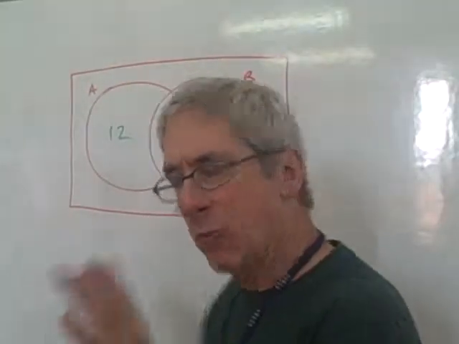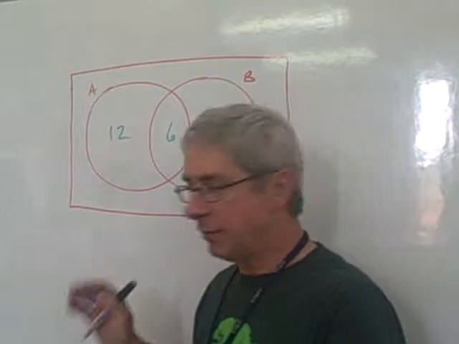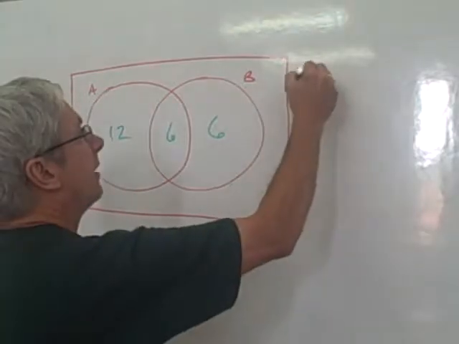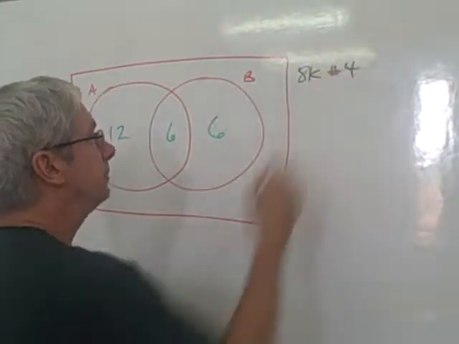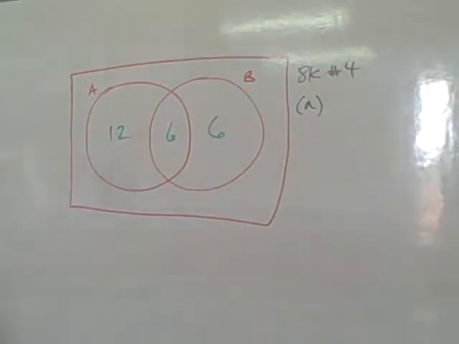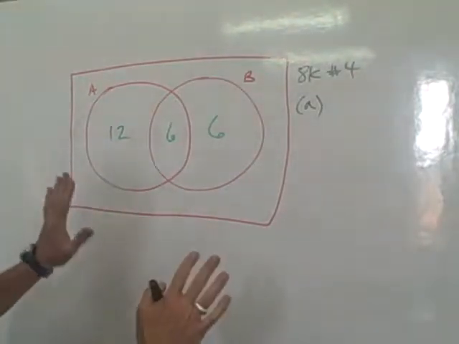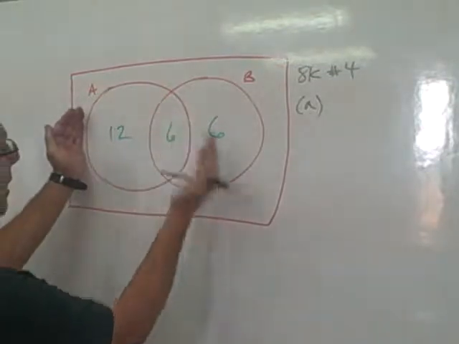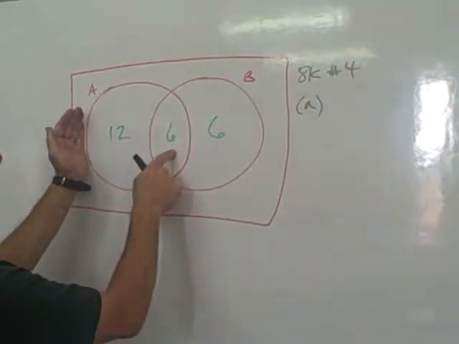Okay, so this is the whiteboard copy of the diagram that's in the book on page 358, dealing with 8K, number 4. The first question they ask is, what's the probability of picking a person who's in set A but not in both A and B? If you look at the Venn diagram, it's actually pretty easy to figure out.